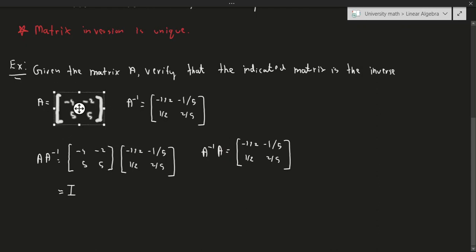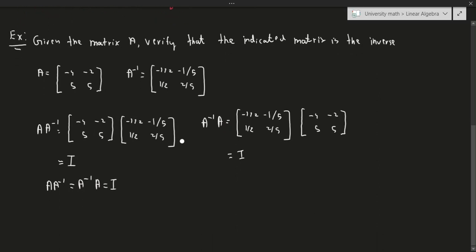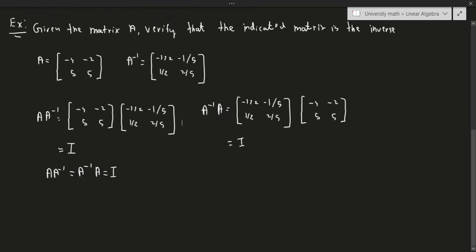Multiplied by this matrix right there. If you go ahead and multiply this out, you'll also get identity. So, in other words, A times A inverse is equal to A inverse times A, which is going to equal identity. So, indeed, A and A inverse are inverses of each other, because regardless of which direction you multiply it in, you get identity. So the proof of this is complete. You can just put a little box there and call it a day.